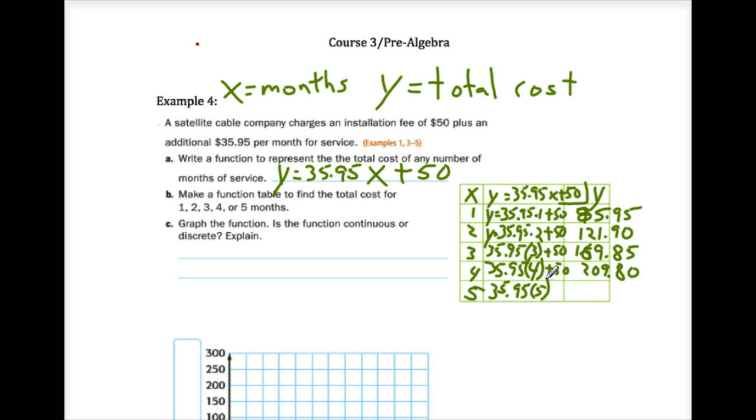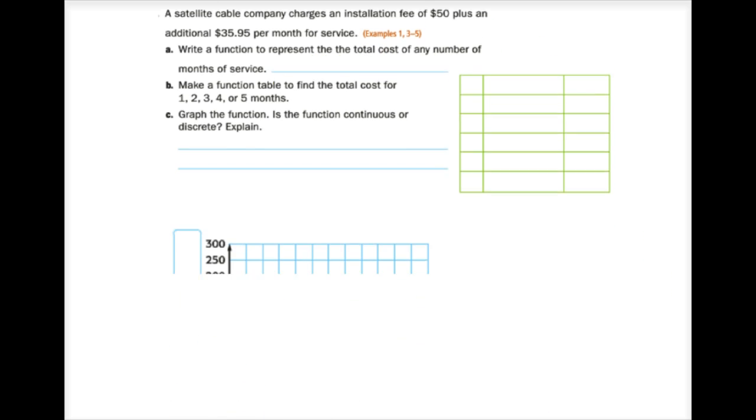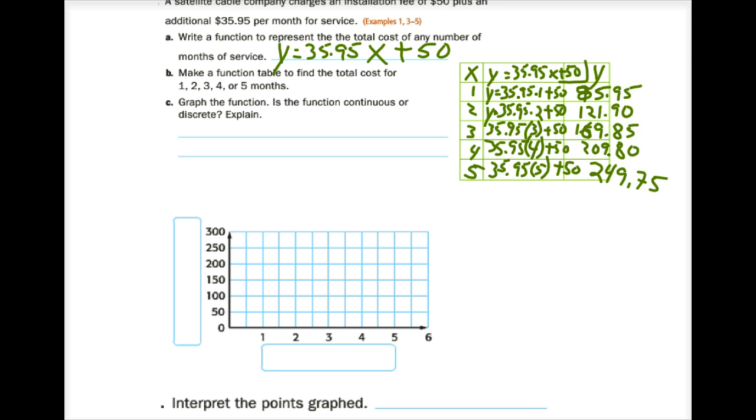This is not per month cost. I need to make 249.75. Make a function table, guys, to show the cost. Oh, we did that already. Graph that function. Okay? Now, here's my question.